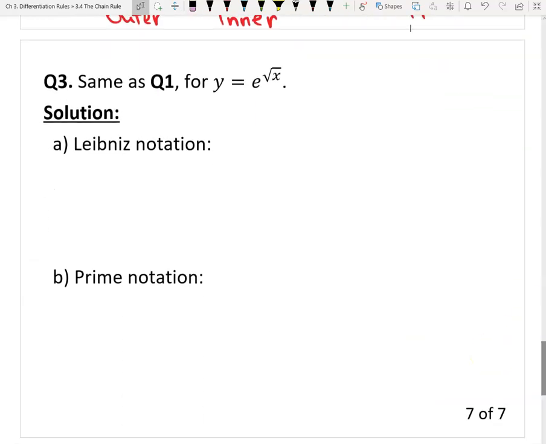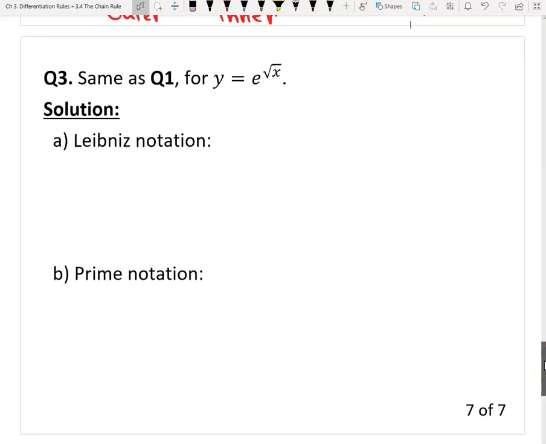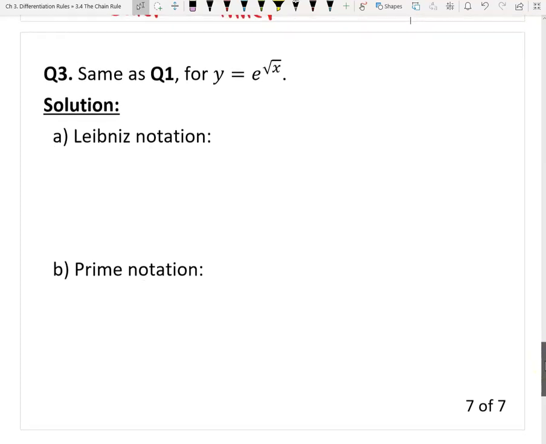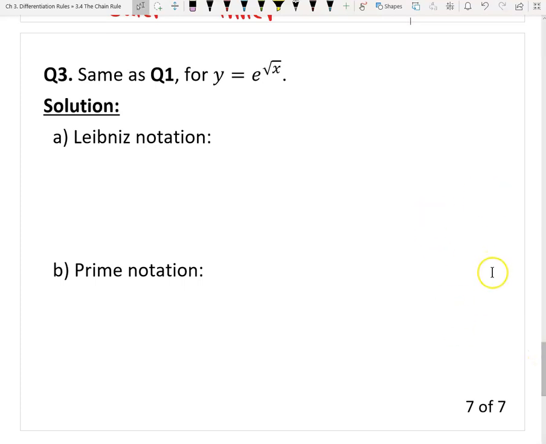Here is almost the same step. If you get the chain rule, it's very easy to do. We deal with this function. Of course, this is a composite function. The first step is to decompose, then use the Leibniz notation to find the derivative. The last is to use prime notation to find the derivative. And all we need to do is decompose. Let me see the first one.